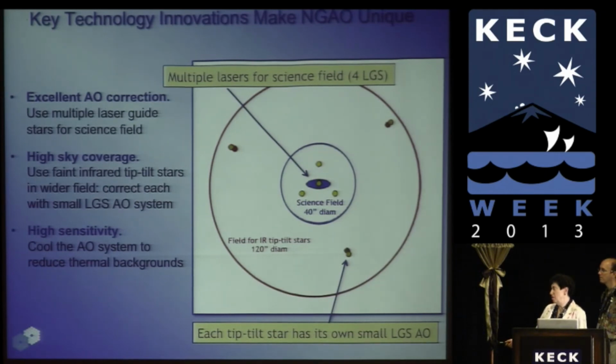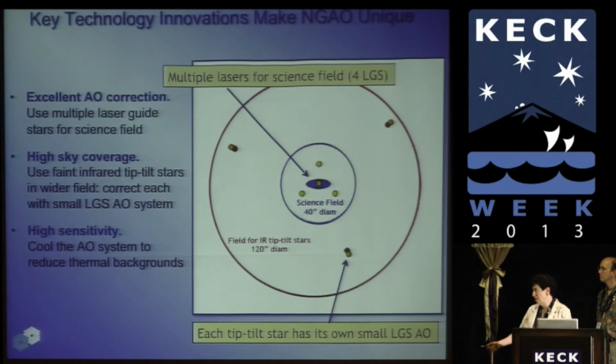The second is high sky coverage. The sky coverage is limited by the ability to find a faint tip tilt star to stabilize that laser beam so your image doesn't move. And so the method is to have a much larger field than we have today, 120 arcseconds in diameter, where we'll use 3 tip tilt stars. And the reason we can do this is that each of these tip tilt stars will have its own small laser guide star AO system, much less ambitious than the main one, but enough to make each of these tip tilt stars determine the image motion much more exactly.